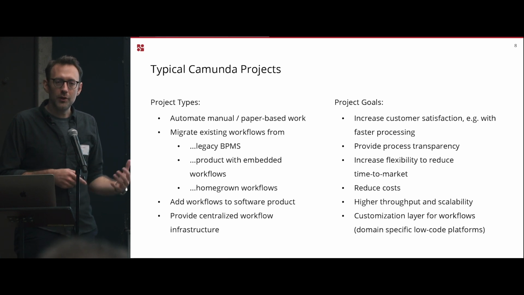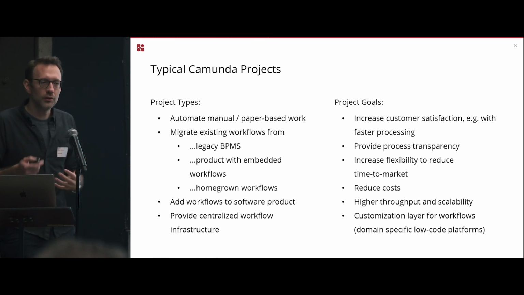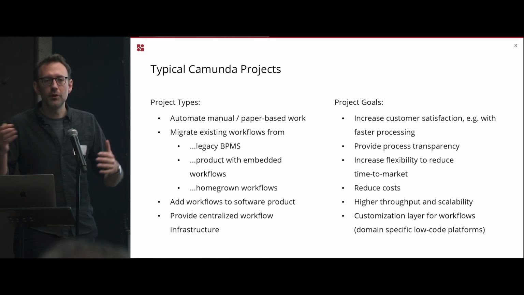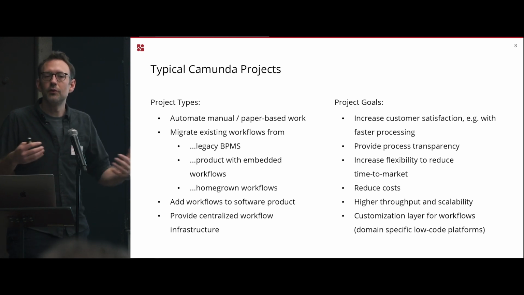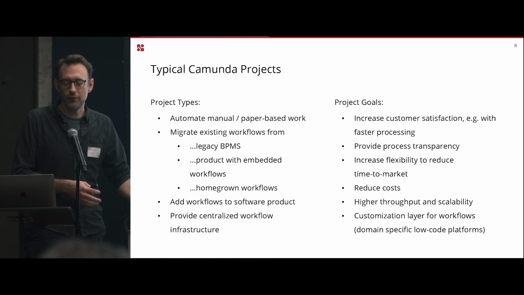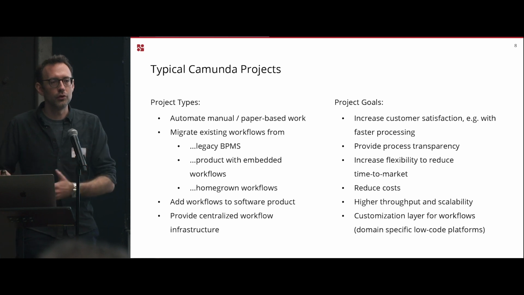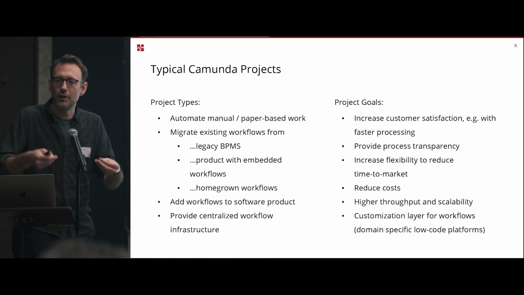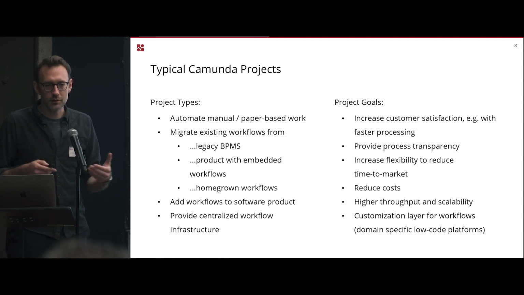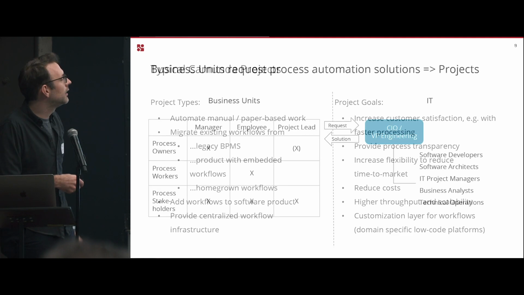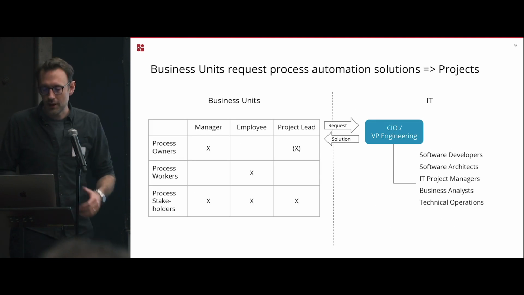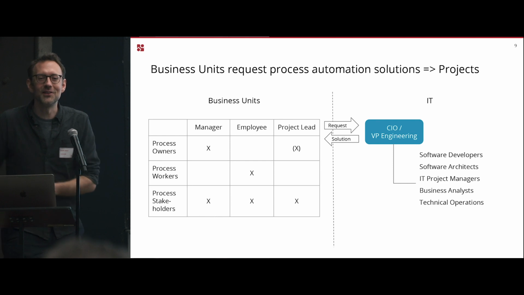In many cases, what we observe, particularly if it's a larger enterprise going through it, we see some business unit, this could be a claims department in an insurance company, for example, that wants to have a more efficient process or innovate on their product that they're offering to their customers.